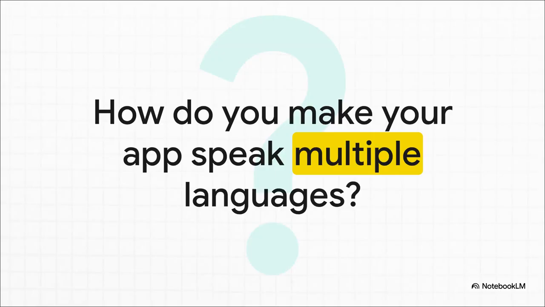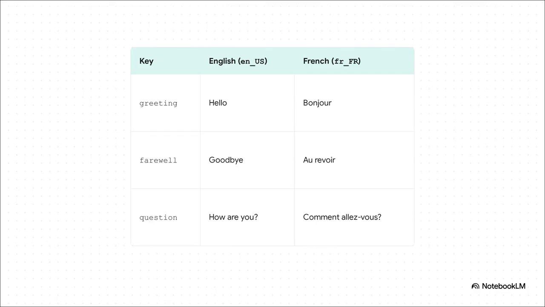Okay, let's tackle another big one. Your app is a hit. Awesome! But now you've got users in the US, in France, in Japan. How do you make sure your app speaks their language? And I don't just mean translating words, but also handling dates, numbers, and currencies correctly. This whole concept is called internationalization, or i18n for short.